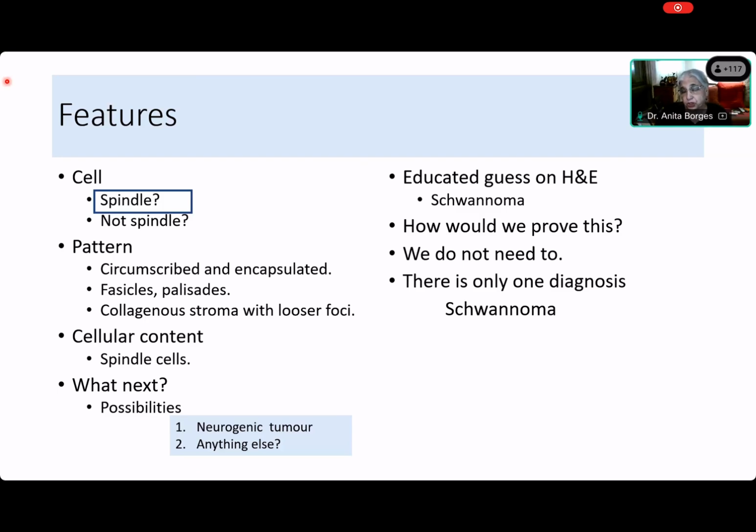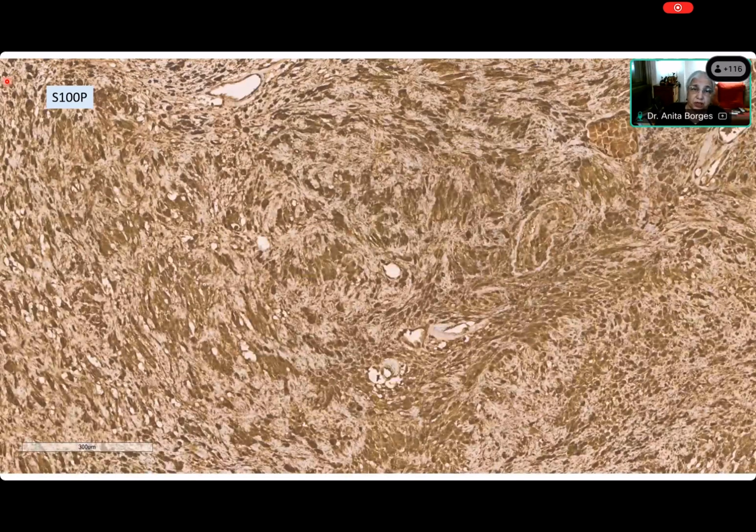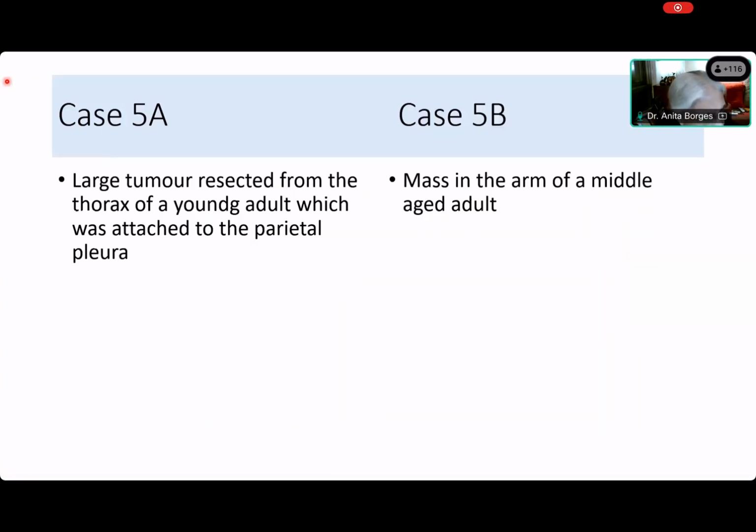So please don't say immunohistochemistry when you don't need immunohistochemistry. But if you want to see what the S100 protein looks like, that is S100 protein. And it doesn't tell you whether it is benign, malignant, whether it is a schwannoma, neurofibroma, or whatever. Have you understood that, Saida? Yes. Okay, good. And now let's come to 5A and 5B, and somebody has to do them both.